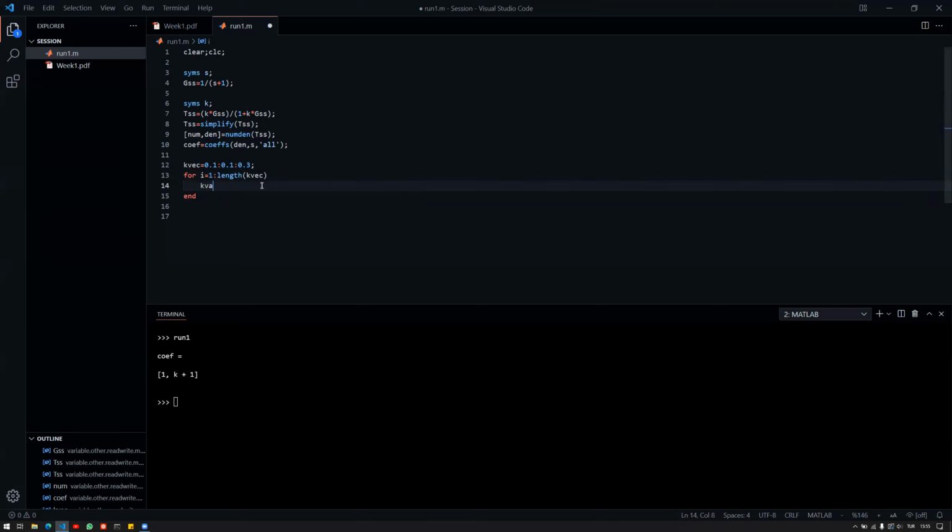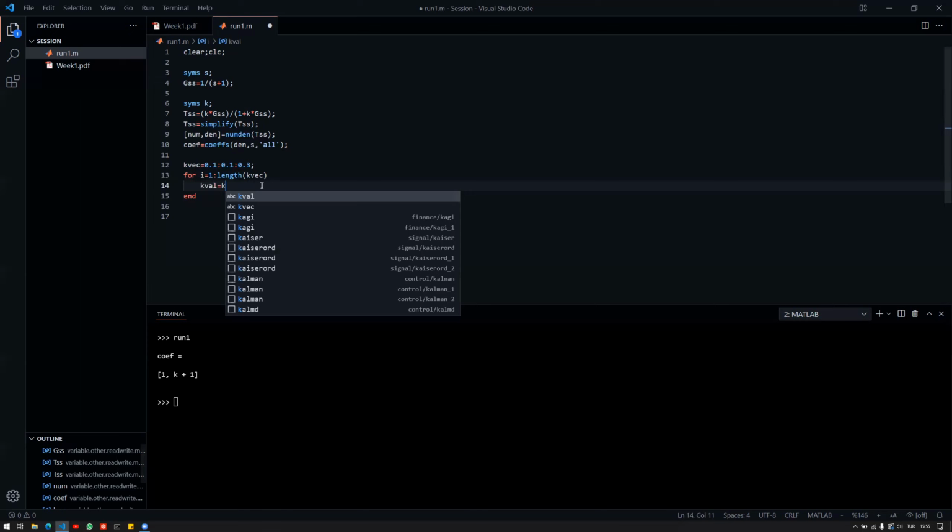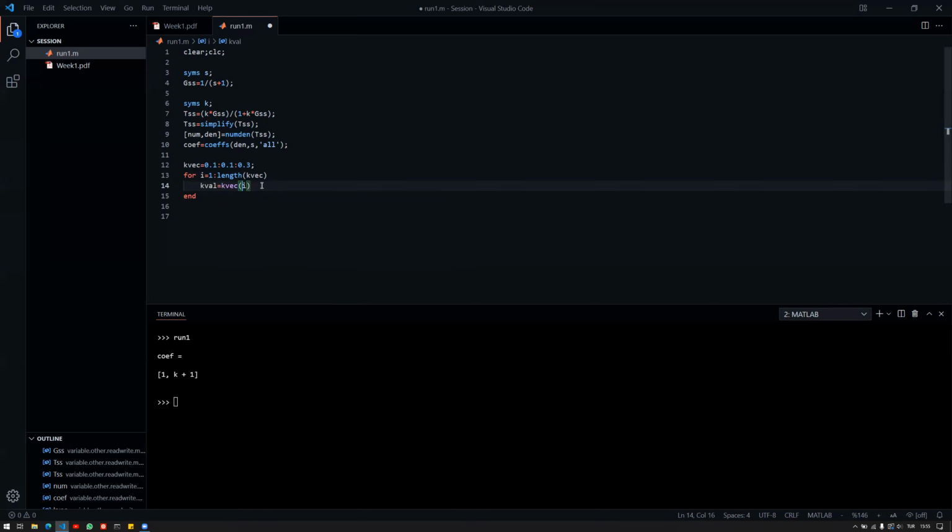So this means that at each iteration, I will have a certain k value that will be extracted from the ith element of the k vector here. And what I need to do is use this coef variable here, plug in k into kval, and then go on from that.